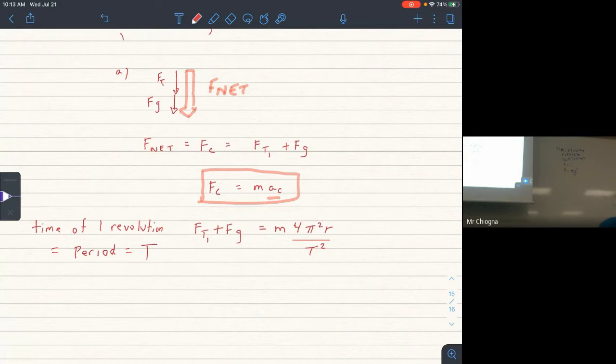So let's just plug in what we've got. I'm going to rearrange for the tension. Minus Fg. Okay, I'm going to erase it. Fg is the same thing as mg. I'm going to use the mass.